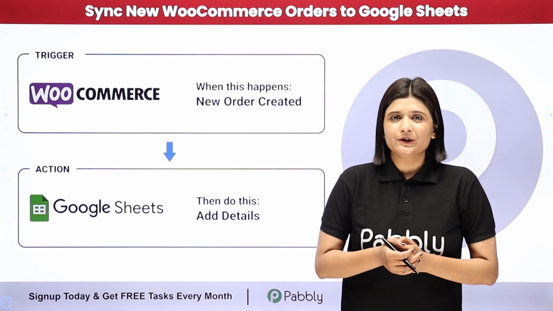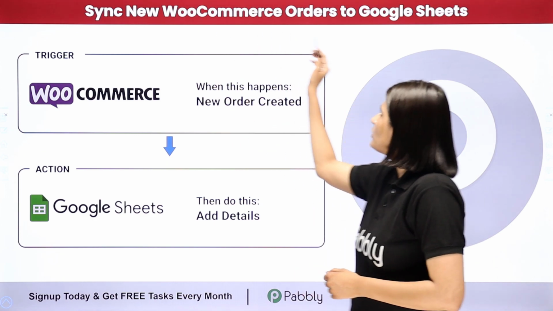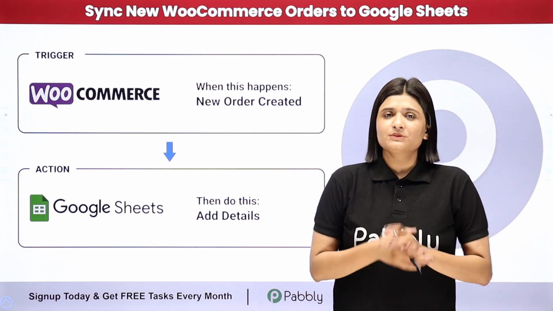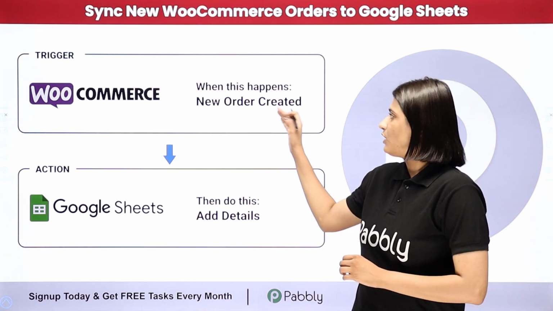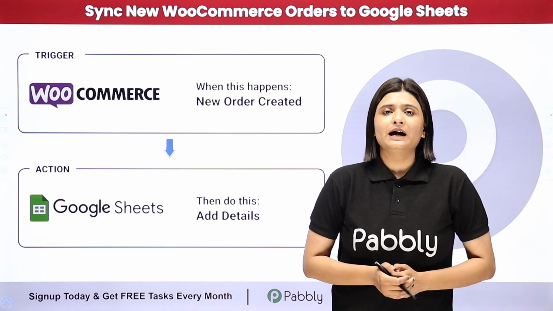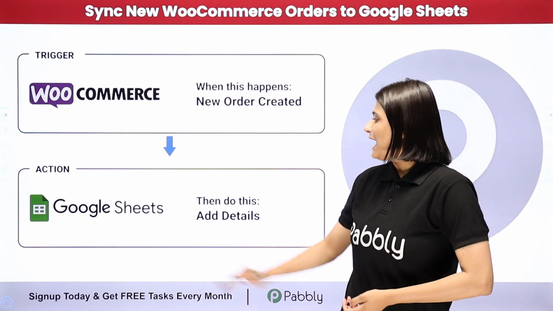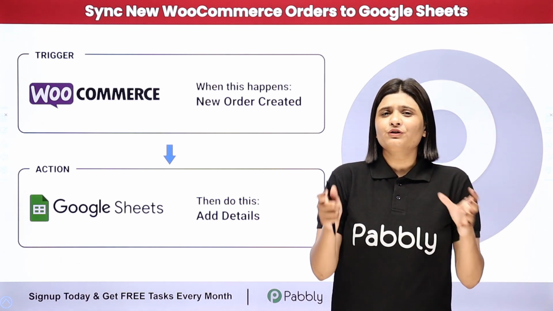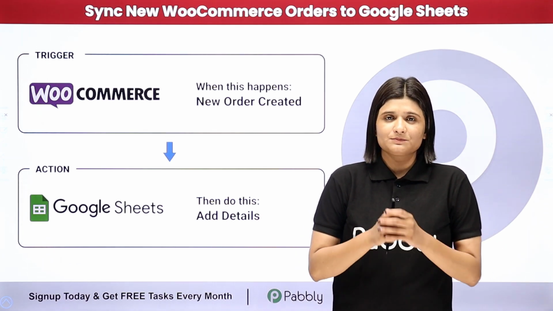In this video, we are going to learn how to sync new WooCommerce orders to Google Sheets. So let's suppose I'm running an e-commerce store and I have a store on WooCommerce. I want that whenever I receive a new order in WooCommerce, automatically this order details should be added to my Google Sheets spreadsheet. Doing this manually will consume a lot of time, so I've completely automated this process.